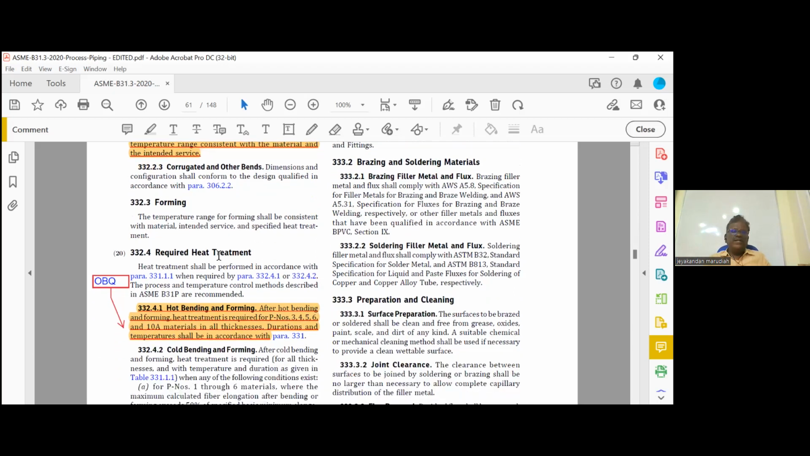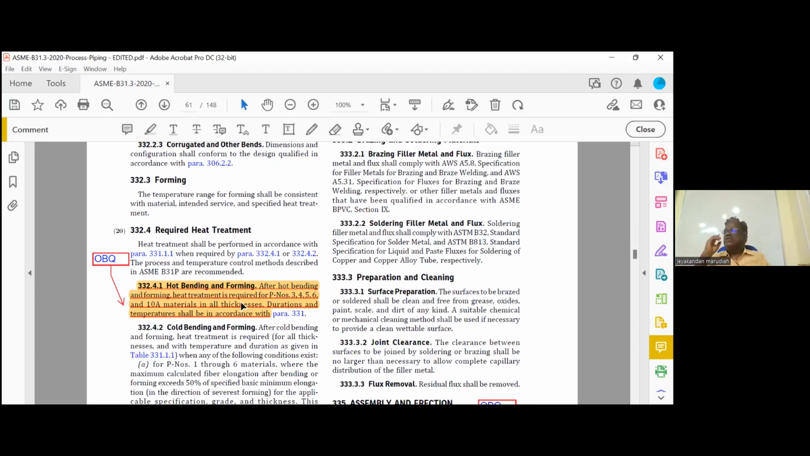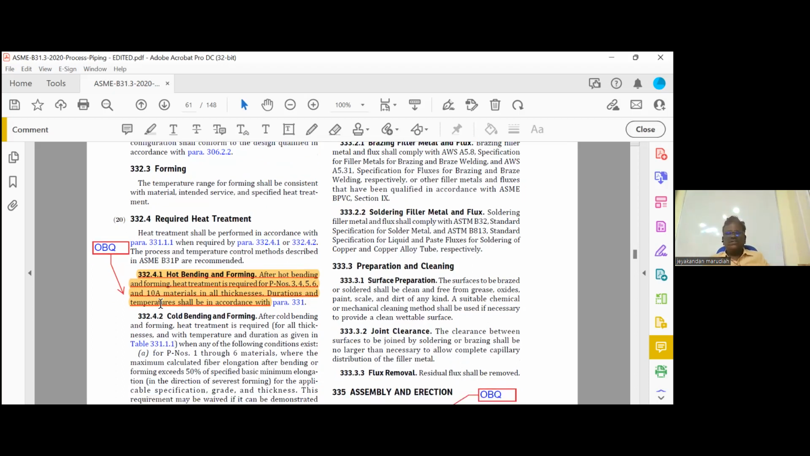Then hot bending and forming, this is important. Except carbon steel, if you are going for hot bending, for any other material, PWHT is mandatory. This is important. After hot bending and forming, heat treatment is required for P number 3, 4, 5, 6, and 10, all thicknesses. That is open to question.